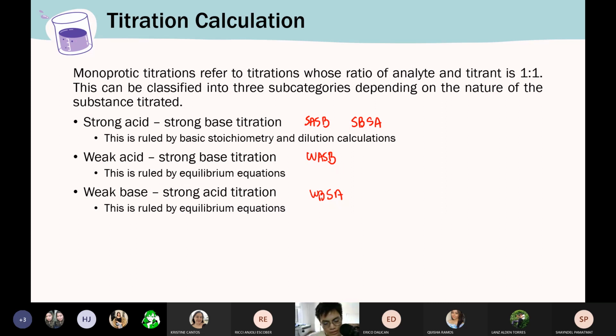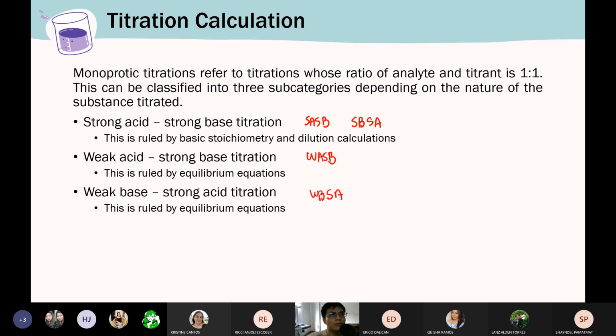Also, remember that when we are determining the amounts of chemicals that react using a strong acid and a strong base, we only use stoichiometry, right? However, for weak acids or weak bases, we use equilibrium, and in shortcut, the square root of Ka times C. Okay? So you need to keep in mind what we discussed in the previous chapter.